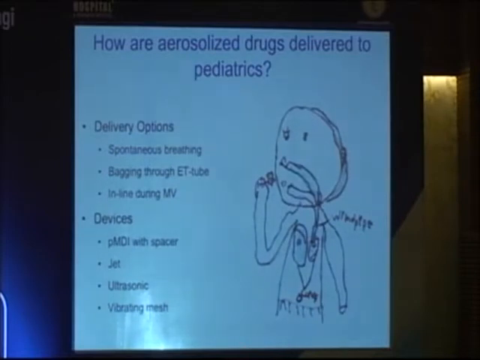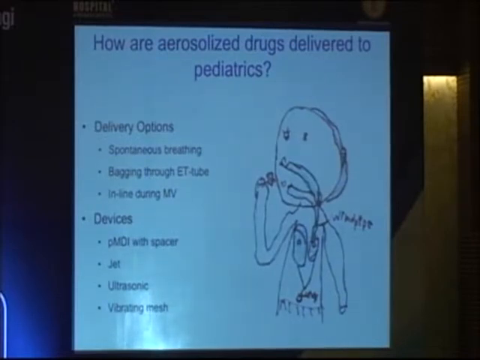So as far as delivery options are concerned, there are 3 different ways that we can give inhaled drugs to a patient in the intensive care unit setting. Either spontaneously breathing with a face mask, we can bag it through an endotracheal tube using an inhaler or using a nebulizer, or we could place it inline during mechanical ventilation. So those are really the 3 options.